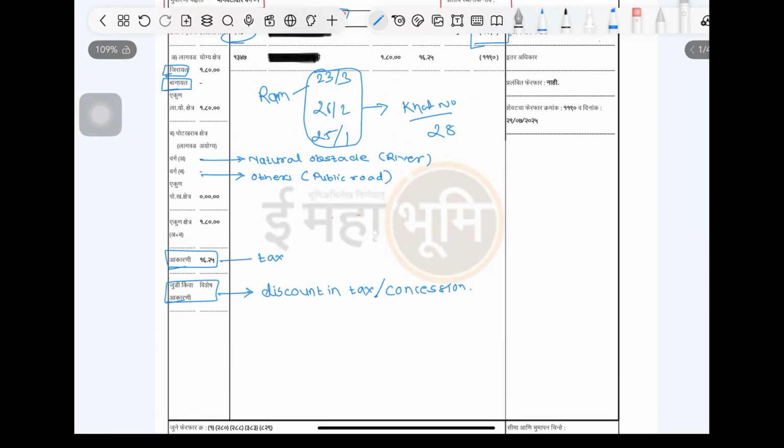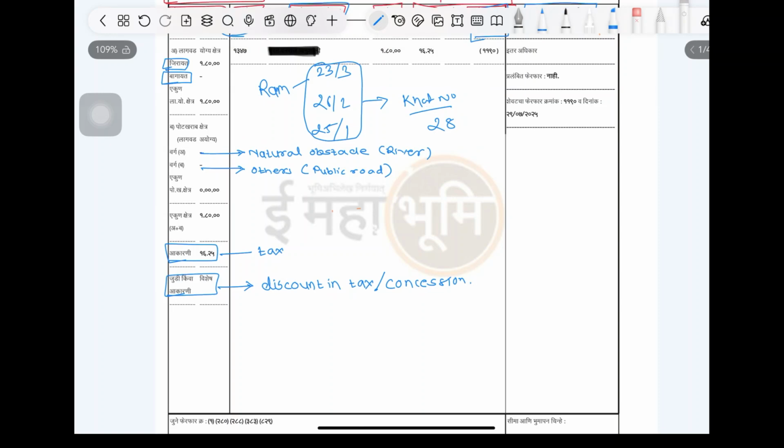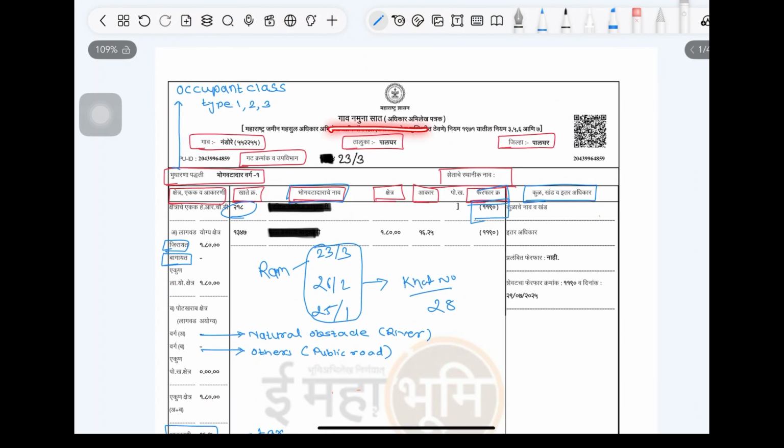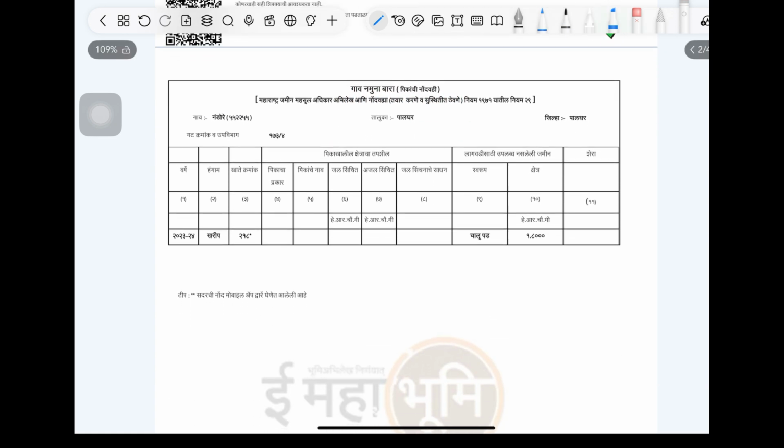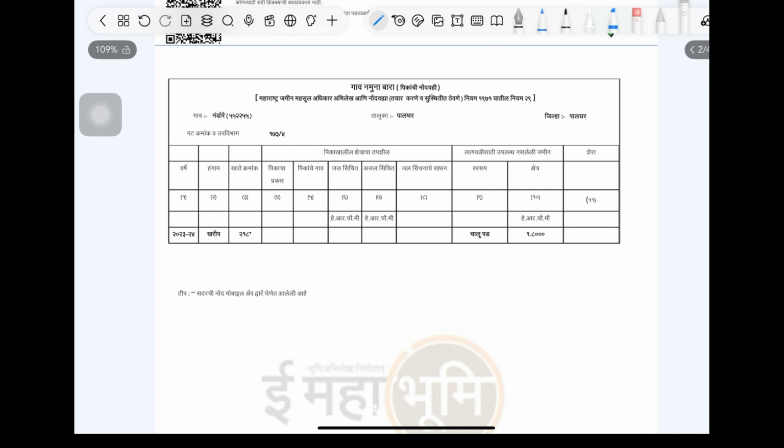Okay, now see Gaon Namuna 7. We usually talk about Satbara, that is form number 7, which gives us the information about the ownership, while form number 12 gives us the information about what crops were cultivated in that land in that particular time. Now in this particular land no crops were cultivated, so see here there is no record of Pikache or name of the crop. There is no name of the crop because it might not have been cultivated in the last 3 years, so there are no such records.